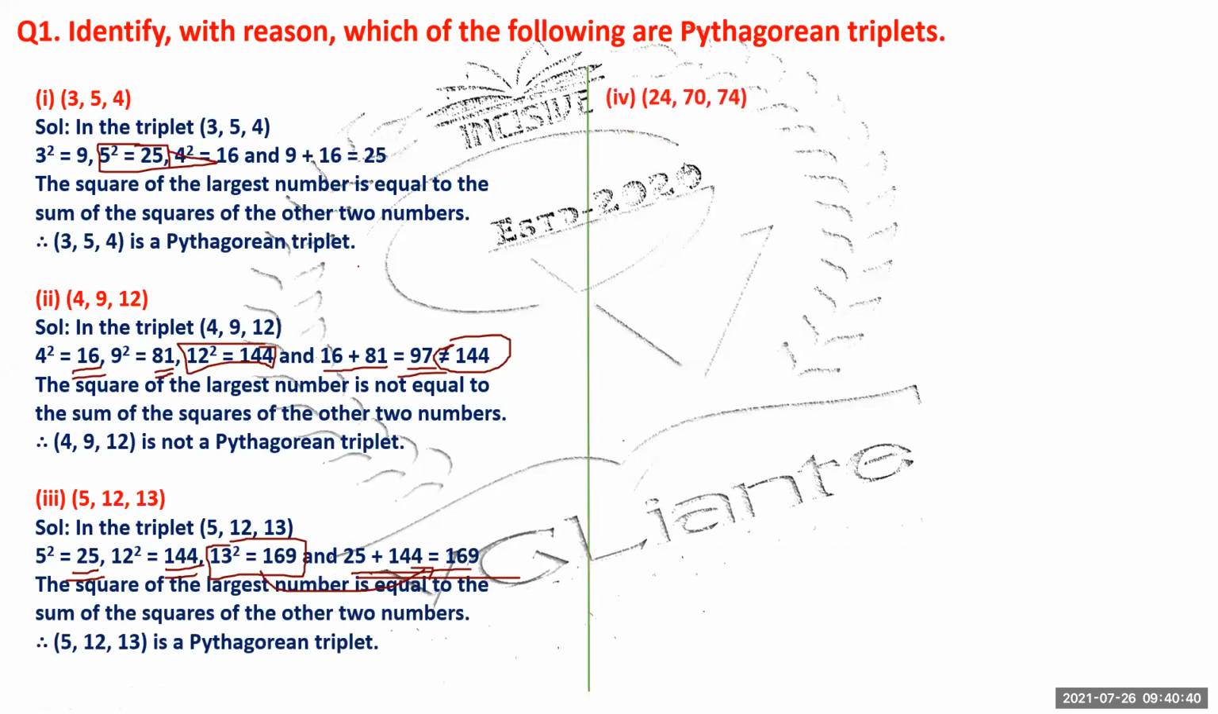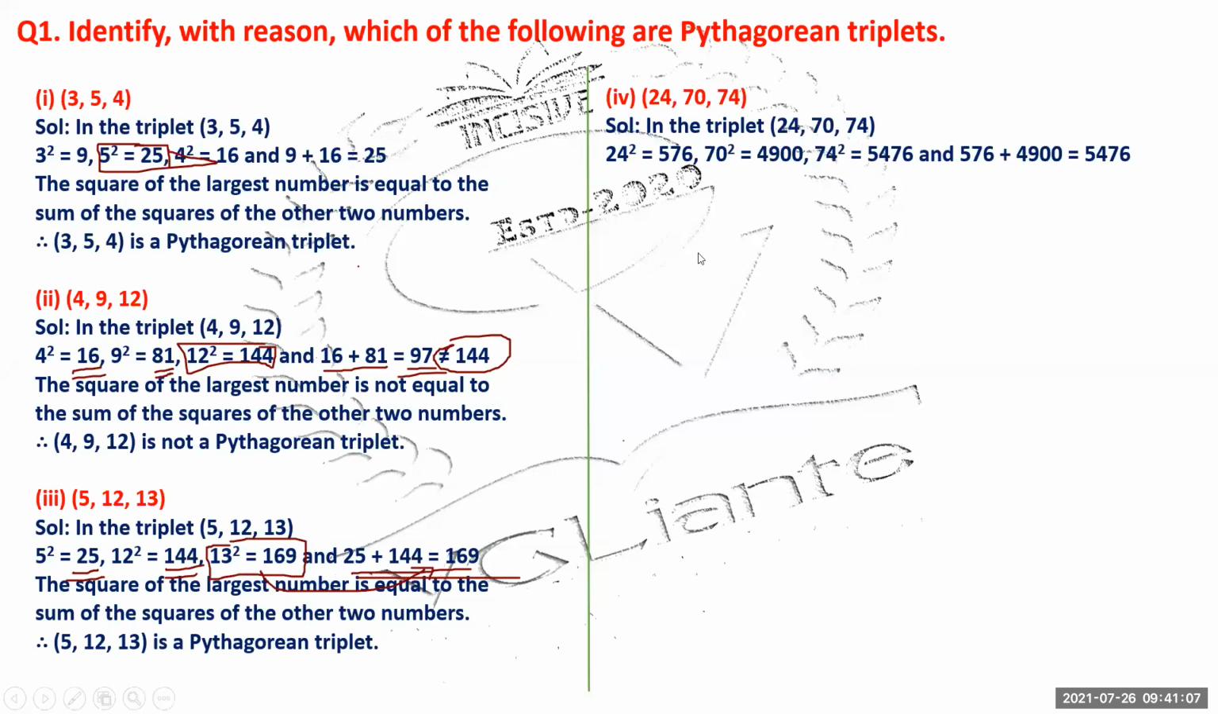Next set of numbers: 24, 70, and 74. In the triplet 24, 70, and 74, again, you're going to find the square of all these numbers: the square of 24, the square of 70, the square of 74. Keep the square of 74 aside for some time.